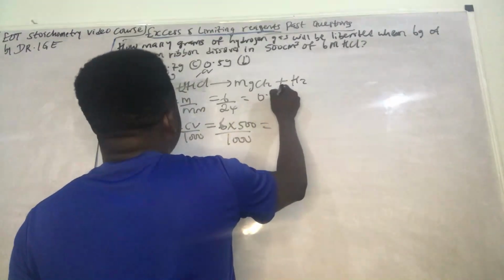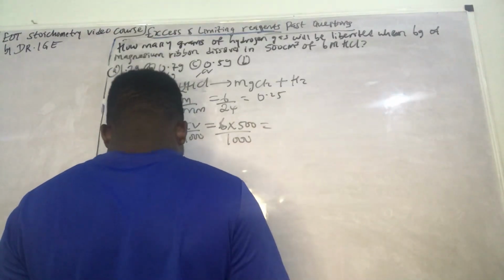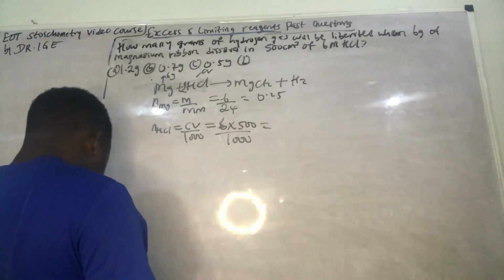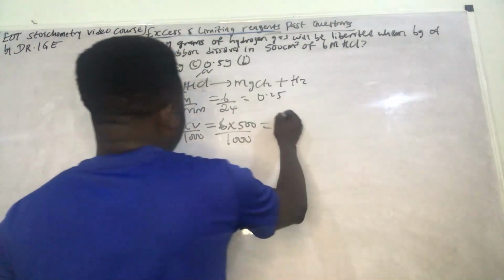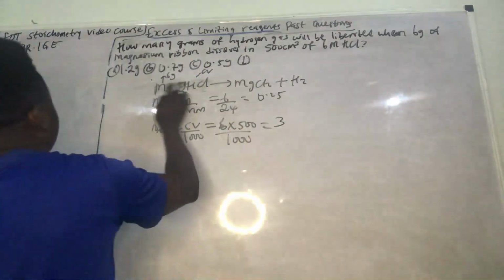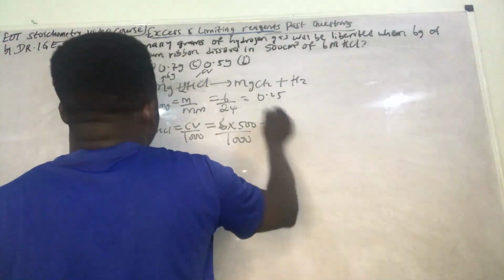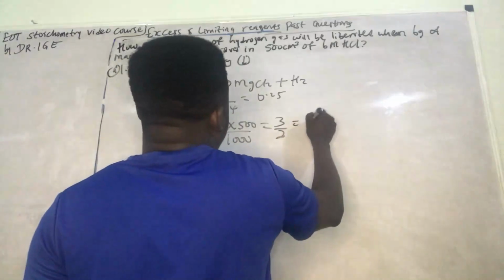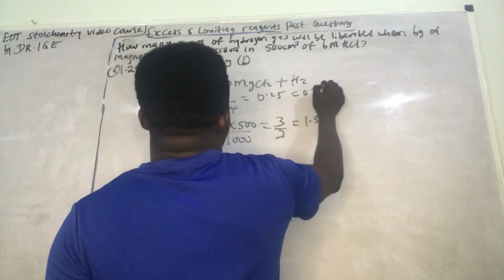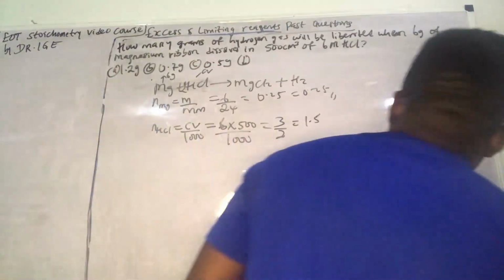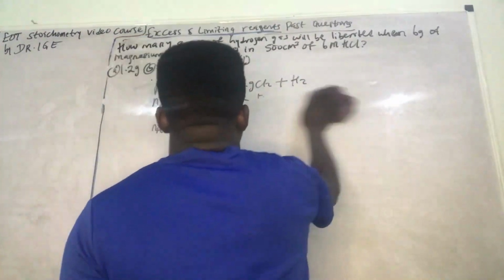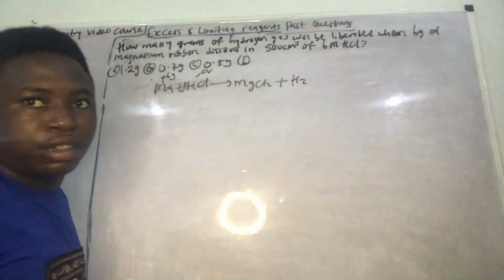0.25 moles. 6 times 500 divided by 1000 is what? Theory. But remember that this HCl is over 2 because you have 2 here, so you have 1.5, here we have 0.25. So it shows that magnesium is what? The limiting reagent. So we use magnesium to compare, right? That's it. So you are seeing the board, okay?